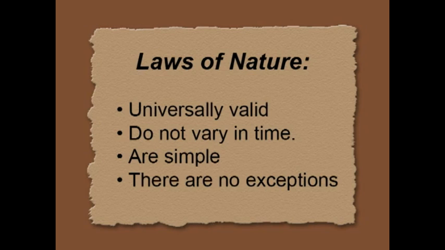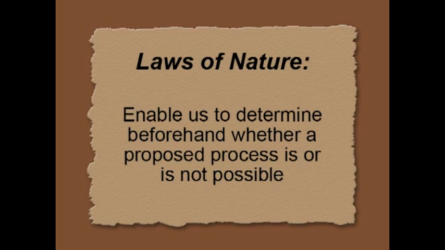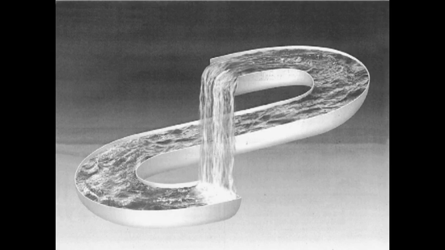Laws of nature enable us to determine beforehand whether a proposed process is or is not possible. That's a very, very important statement about laws of nature. Once again, this picture with the water which is running up this way and falls down. We can say it is an impossible process because there is a law of nature which says no. So it's an impossible process.